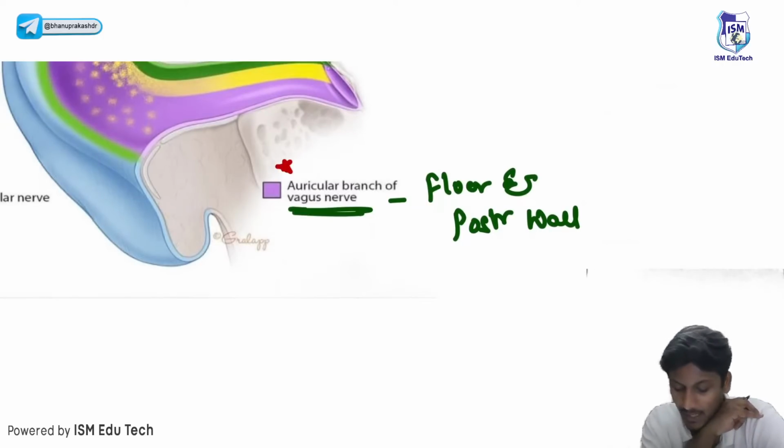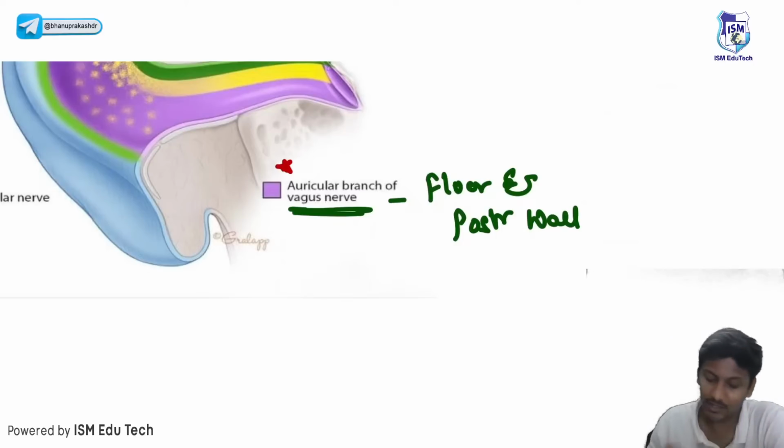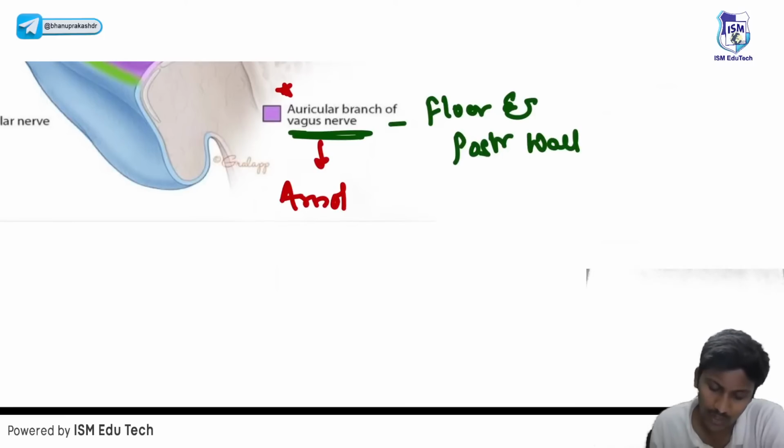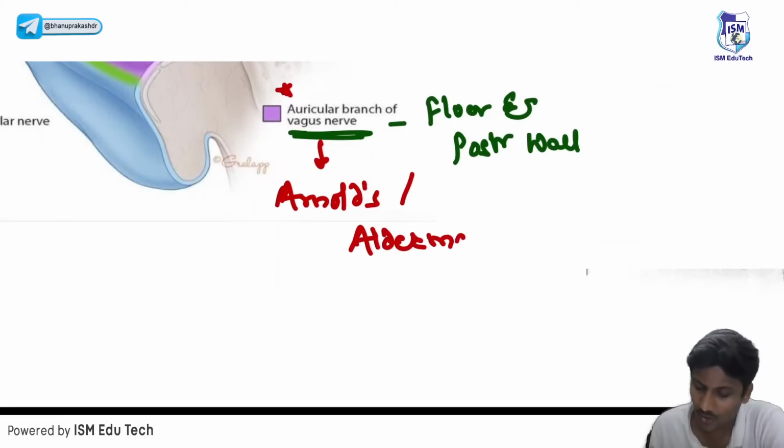It will be supplied by the auricular branch of vagus nerve. Please remember that. This auricular branch of the 10th cranial nerve, or the vagus nerve, has a specific name. It is also known as the Arnold's nerve or the Eiderman's nerve. That is important to be remembered.